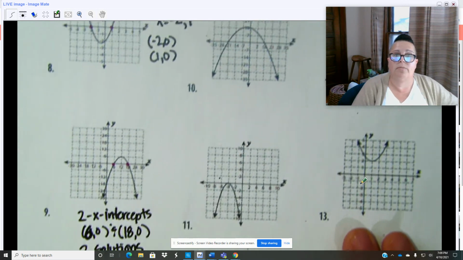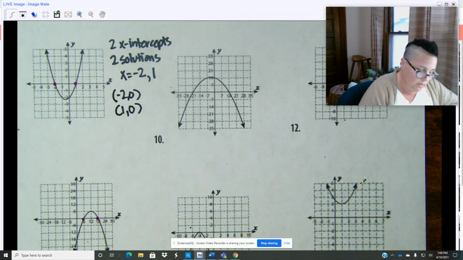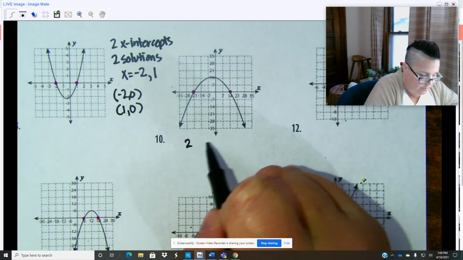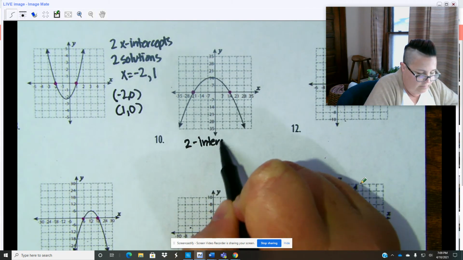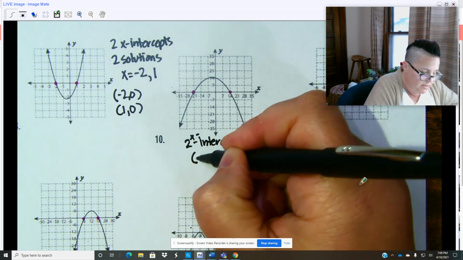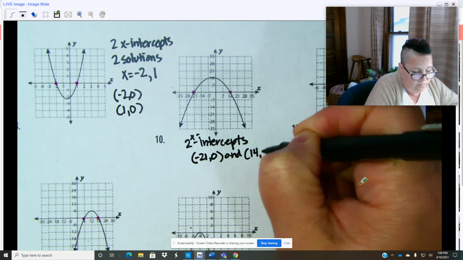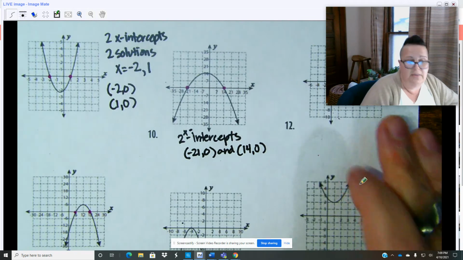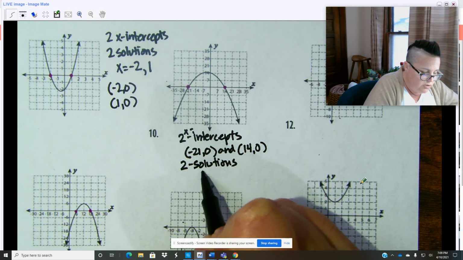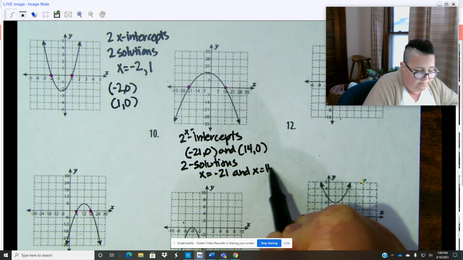If we're looking at problem number 10, it demonstrates a parabola that opens down. We have 2 x-intercepts. We have them at (-21, 0) and at (14, 0). This tells us that there are two solutions. Those solutions occur at x equal -21 and at x equal 14.